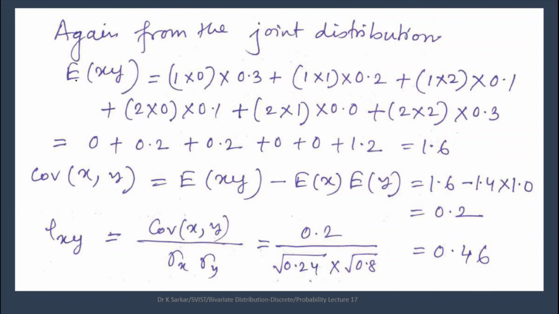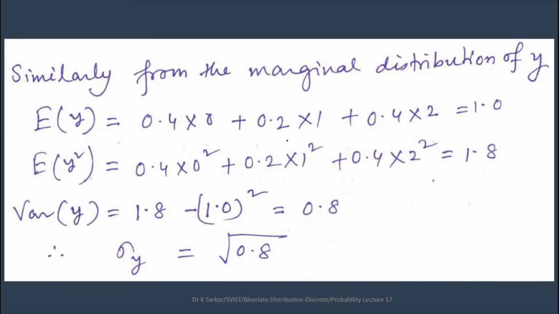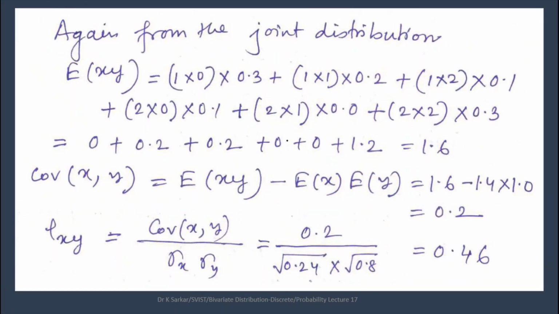Now let us find expectation of xy. Let's see in the table for the pair 1, 0. For the pair 1, 0, probability is 0.3. So 1 multiplied by 0 and then multiplied by 0.3. Similarly for 1, 1, 0.2, 1, 2, 0.1. In this way, we'll find for all the elements and then we'll get 1.6.